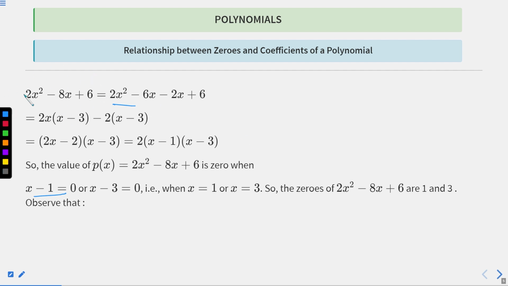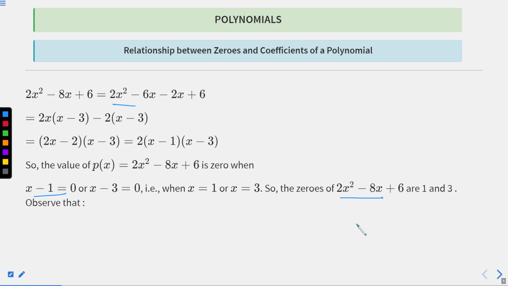Now if we equate to 0, then either x minus 1 is equal to 0 or x minus 3 is equal to 0. If x minus 1 is equal to 0, then the value of x is equal to 1, and when x minus 3 is equal to 0, then the value of x is equal to 3. So x is equal to 1 or x is equal to 3. So the zeros of 2x squared minus 8x plus 6 are 1 and 3.